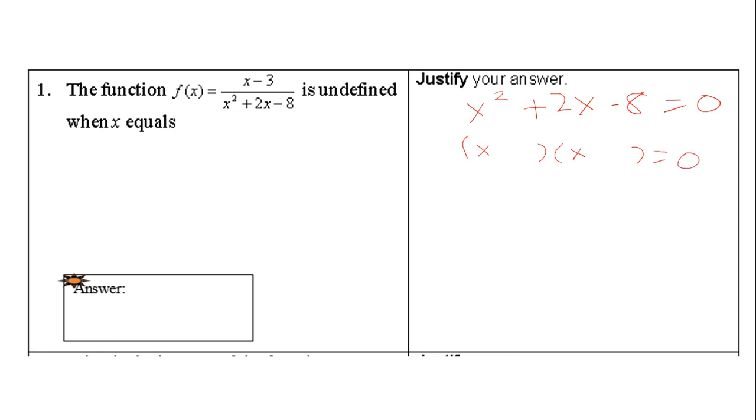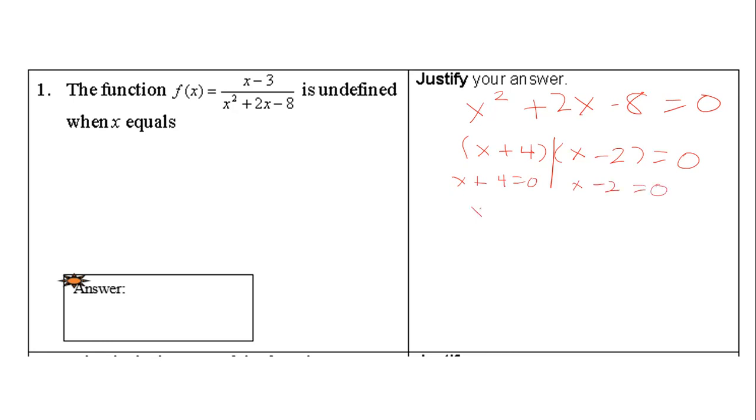So the factors of 8 that are going to give us a 2 would be 4 and 2. And to get a positive 2, we would need a positive 4 and a negative 2. Now we're going to go ahead and set each of the factors equal to 0 and solve. So x plus 4 equals 0 and x minus 2 equals 0.